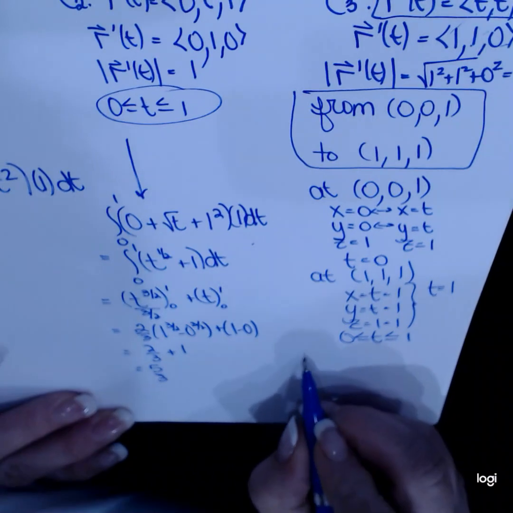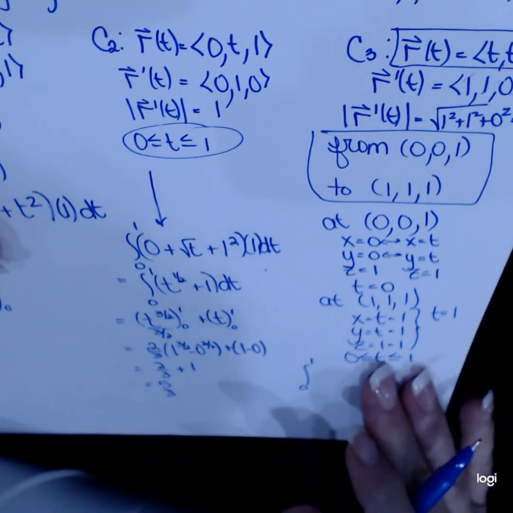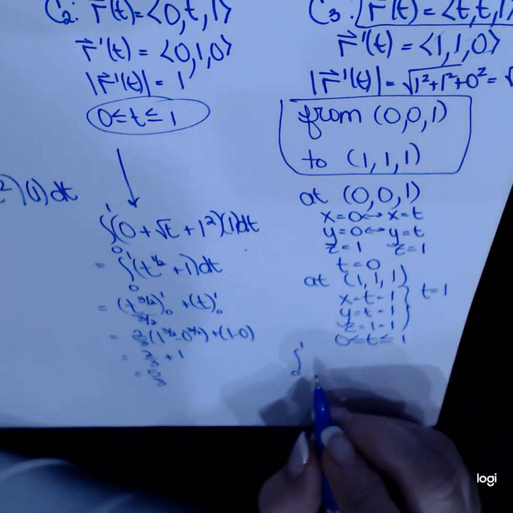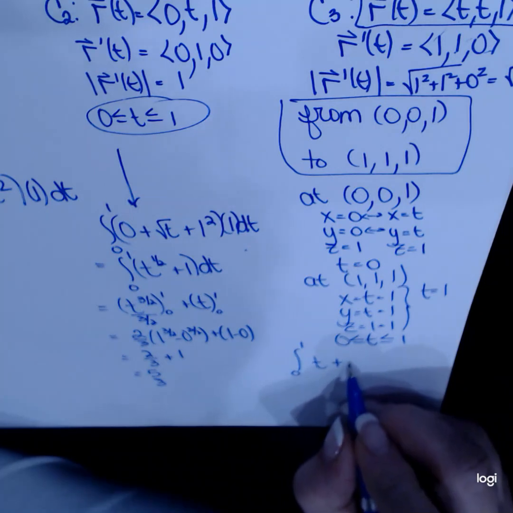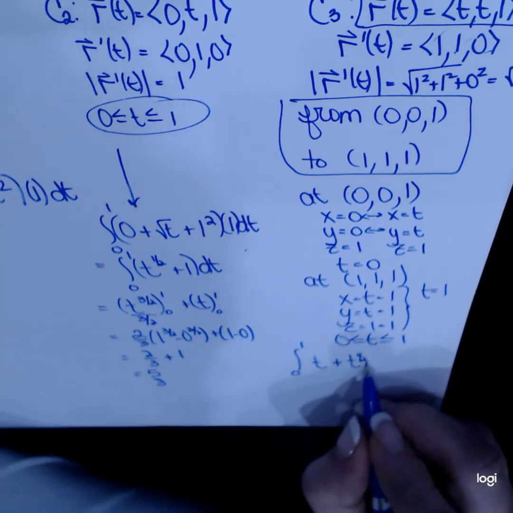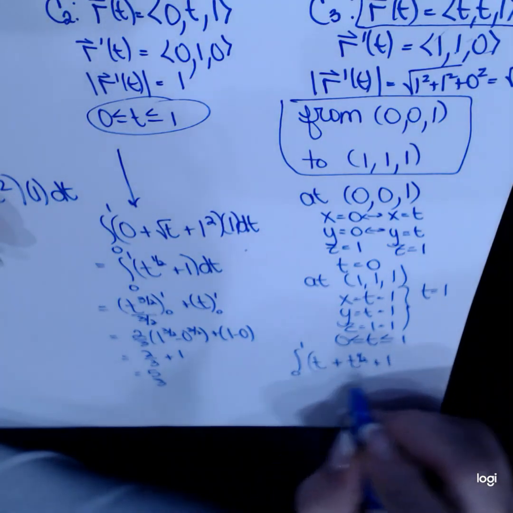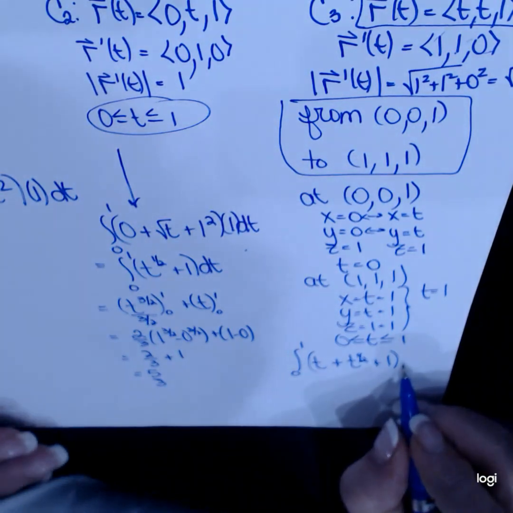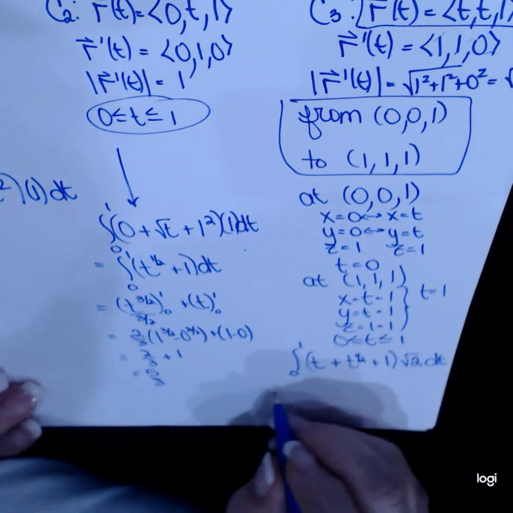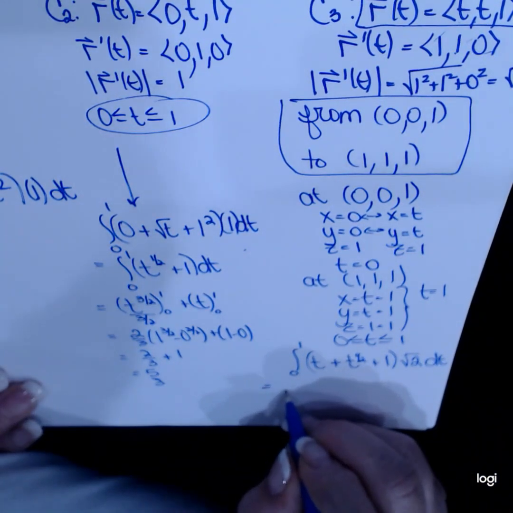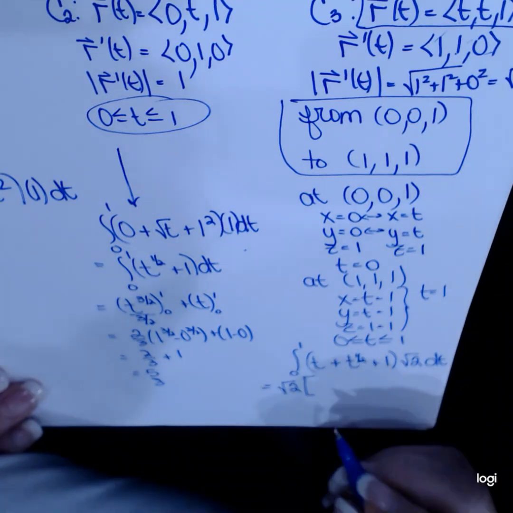So looking at our line integral, then we're going to be bound from 0 to 1. Remember, our function said that we're going to use x, which in this case is t, plus the square root of y, which will be t to the 1/2, plus z squared, which was 1, all times the magnitude, which was the square root of 2, dt. Of course, now the square root of 2 is just a value, so you can go ahead and pull that out, and then we can integrate each of these terms individually.